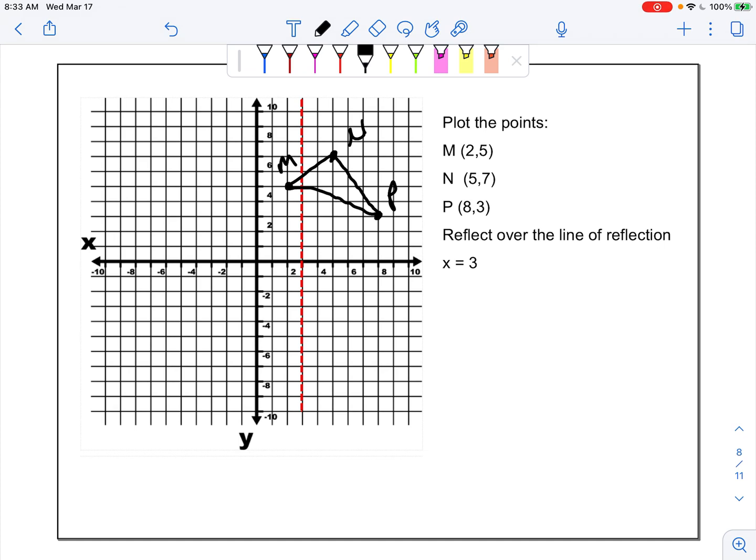So if I'm looking at M, M is one spot away from the line of reflection. So M prime is going to be one spot away in the other direction. So you're just going in the opposite direction. So then if I look at N, N is 2 spots away from the line of reflection. So N prime is going to be 2 spots in the other direction. And then P, 1, 2, 3, 4, 5 spots away. So I'm going to go 1, 2, 3, 4, 5 spots away in the other direction.